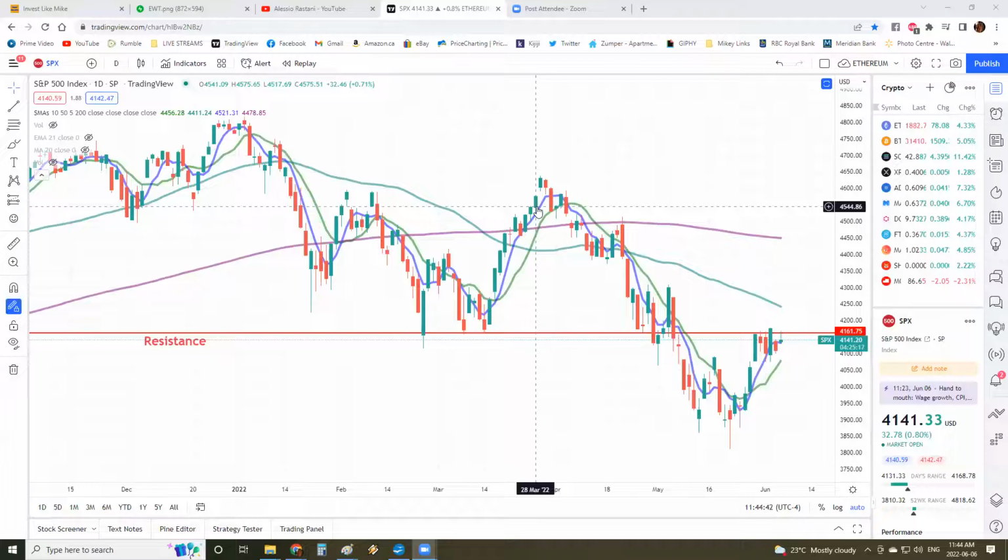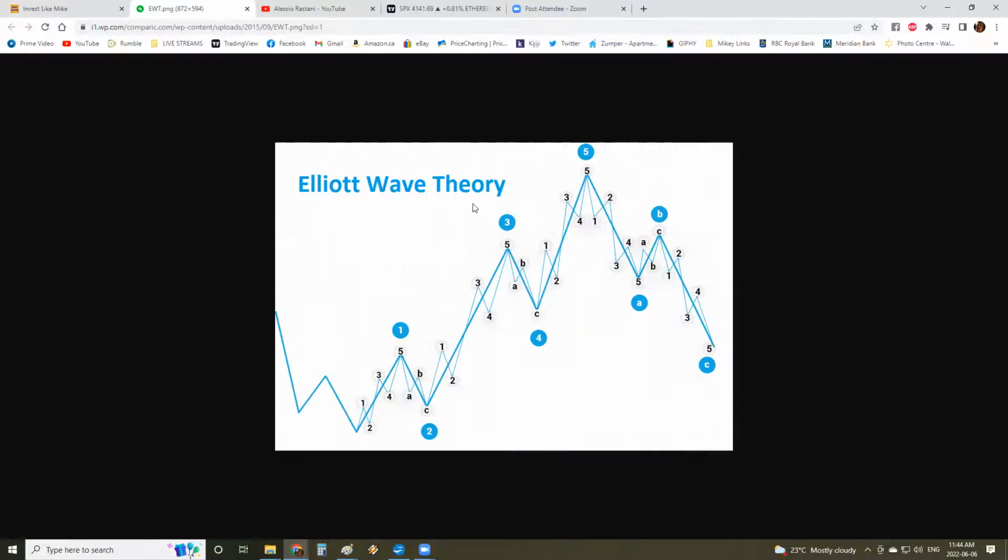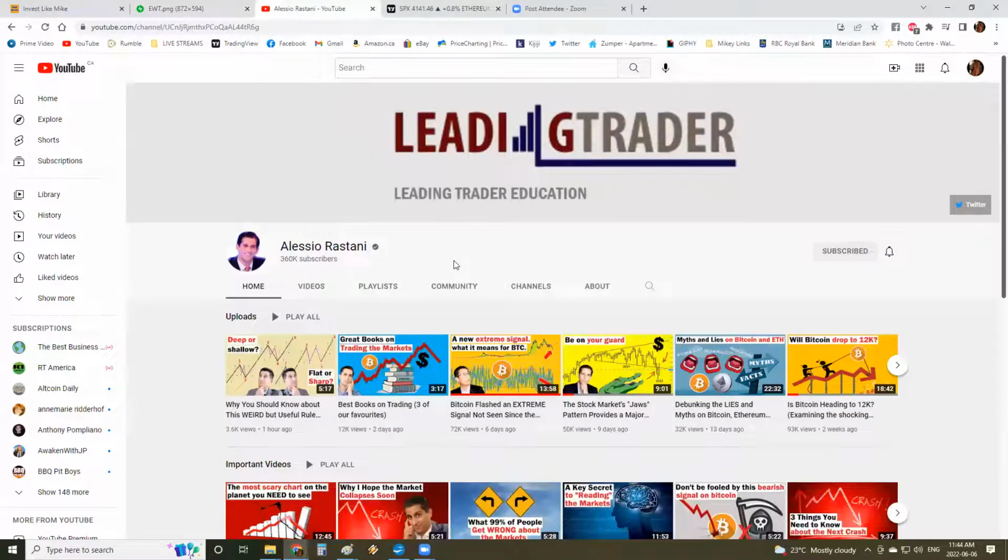I wanted to show you something really cool here on the chart, and it's something that I talked about a lot in my training course and in my weekly training sessions. I talked about Elliott wave theory quite a bit, and one of the reasons is because I follow Alessio Rostani. I've also done my own independent learning, read through books, and been self-teaching for years. And it's something that I've gotten really good at spotting now.